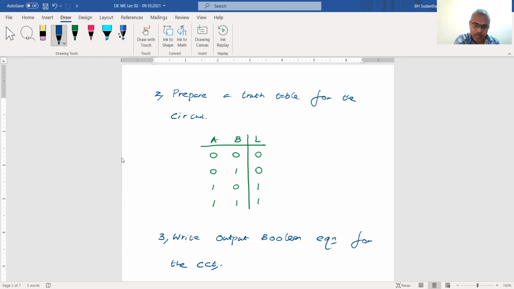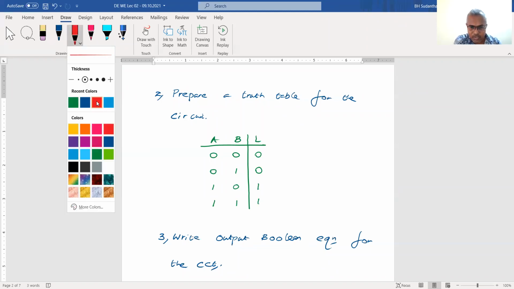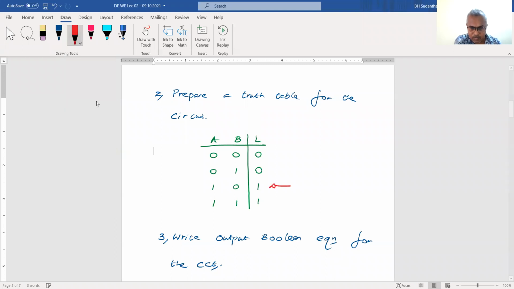Okay. Then how can we write the output equation using this table? That is the next question we are having. What combinations do we have to consider to write the output Boolean equation? These 2 combinations, because at this combination output should be 1, and here also output is 1. Then these 2 combinations we have to consider. Then how can we convert this into a term? Okay, look at this one.